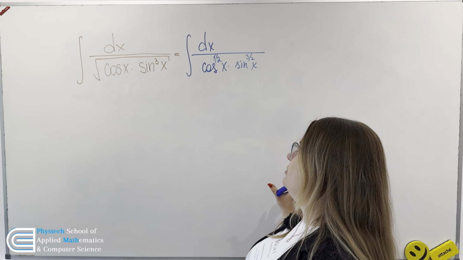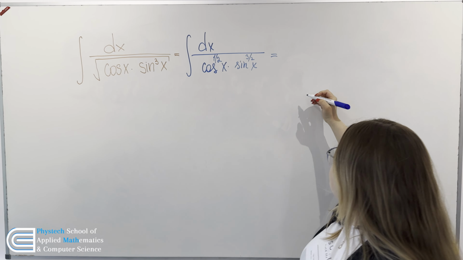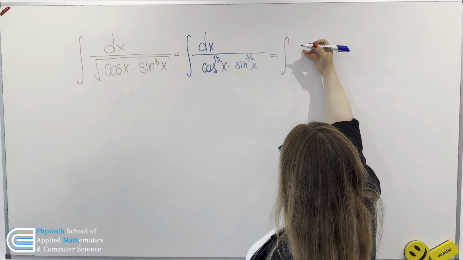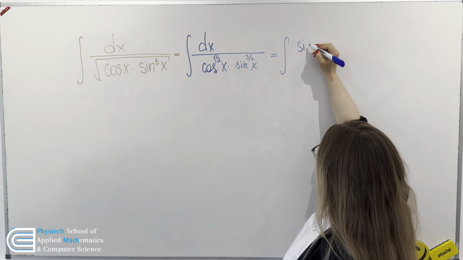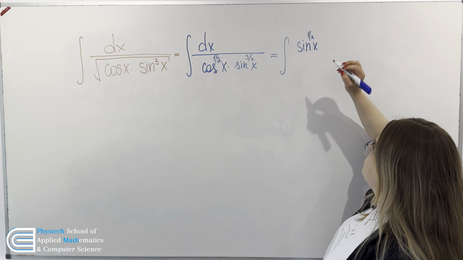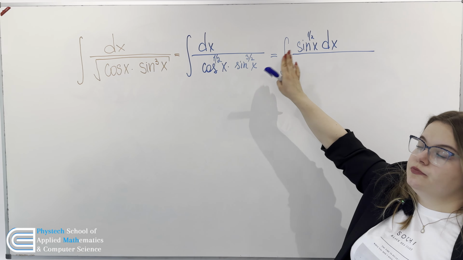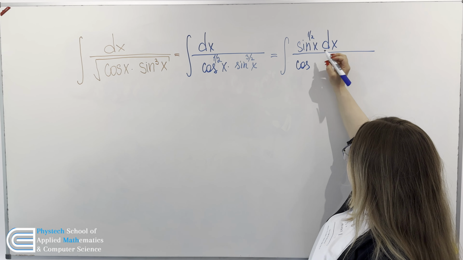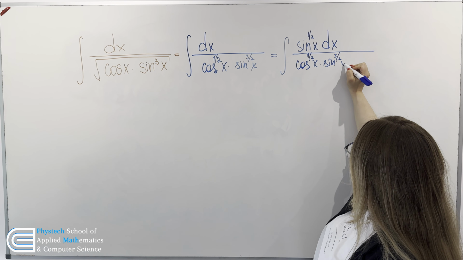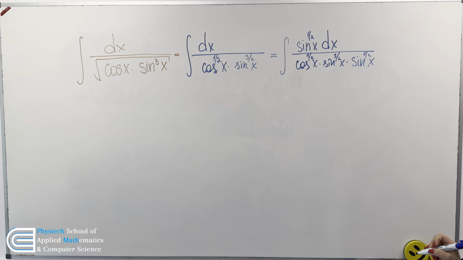And what we need to do next? I suggest to multiply our line in numerator and denominator by sine of x to the power of 1 divided by 2. So we can put it here, and of course we need to put it in our denominator. So let's rewrite it here and put sine of x to the power of 1 divided by 2.